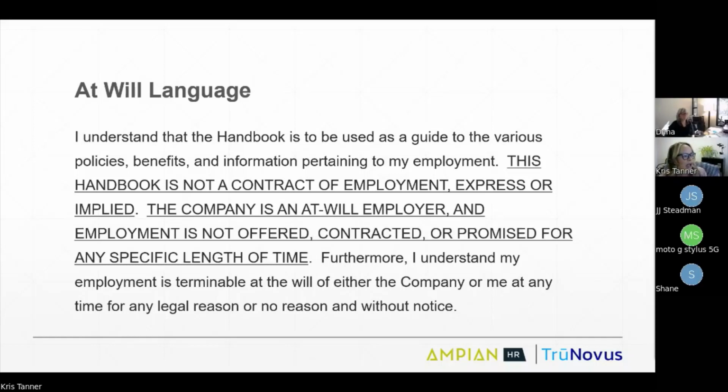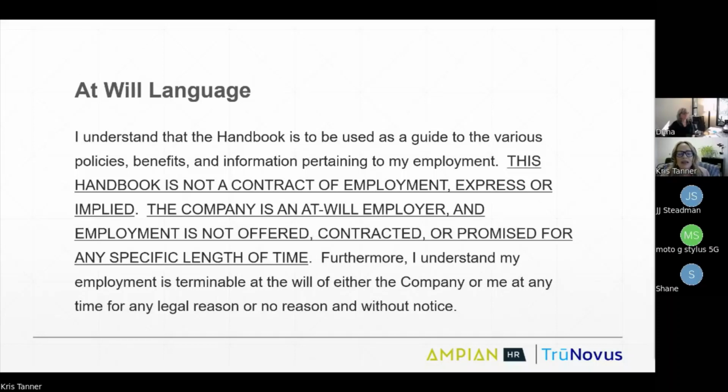But here's what the at-will language says. I understand that the handbook is to be used as a guide to the various policies, benefits, and information pertaining to my employment. This handbook is not a contract of employment, express or implied. The company is an at-will employer, and employment is not offered, contracted, or promised for any specific length of time. Furthermore, I understand that my employment is terminable at the will of either the company or me at any time for any legal reason or no reason, and without notice.